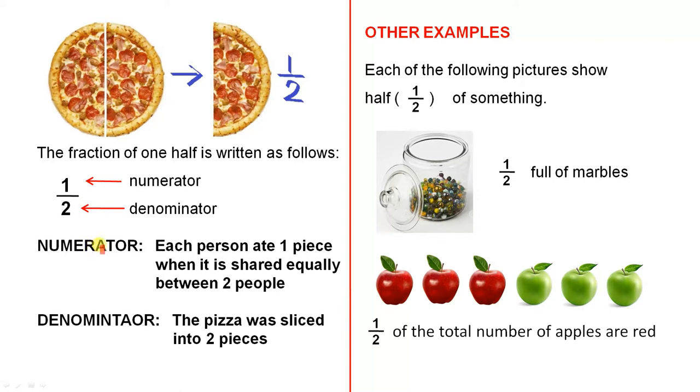So as far as the pizza is concerned, each person ate one piece when it is shared equally between two people. So there's the one piece that was eaten by one person. The pizza was sliced into two pieces, and that represents the denominator.